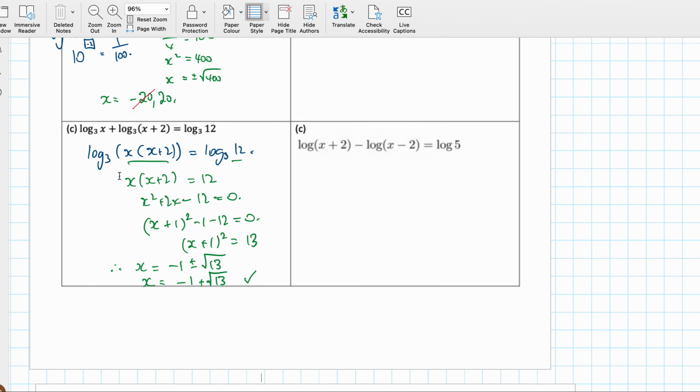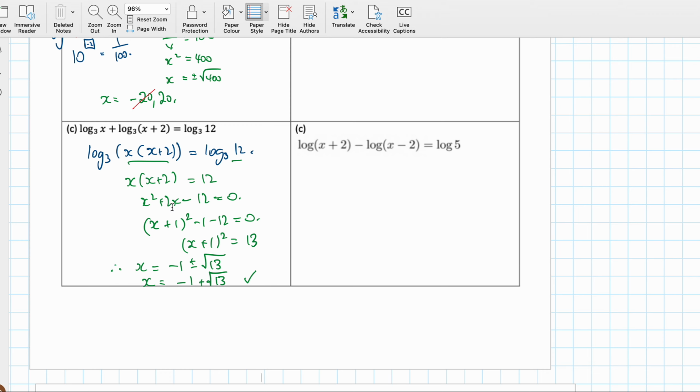Okay, so let's move on to this next one. These all have the same base 3. Therefore, we can times the insides to make a single logarithm. x times x plus 2 is equal to log base 3 of 12. We can now equate the insides. x times x plus 2 is equal to 12. Now, this is going to be quadratic. If we expand this, it's x squared plus 2x, take 12, is going to be equal to 0.